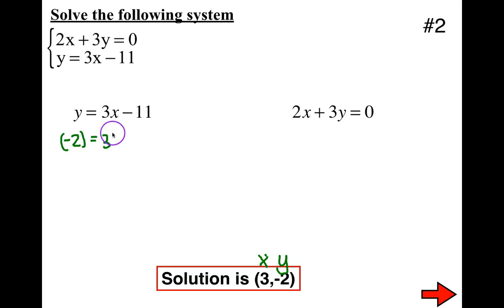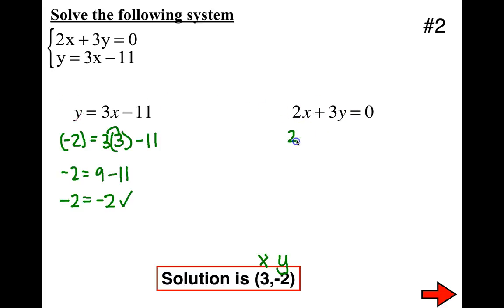3 times x, which is a 3, minus 11. Here we have negative 2 equals, this is 3 minus 11. So we end up with negative 2 equals negative 2. There are more negatives, 2 to be exact, so this one works. Now I need to check to see if it works for the second equation, because remember, working for just one equation is not good enough.